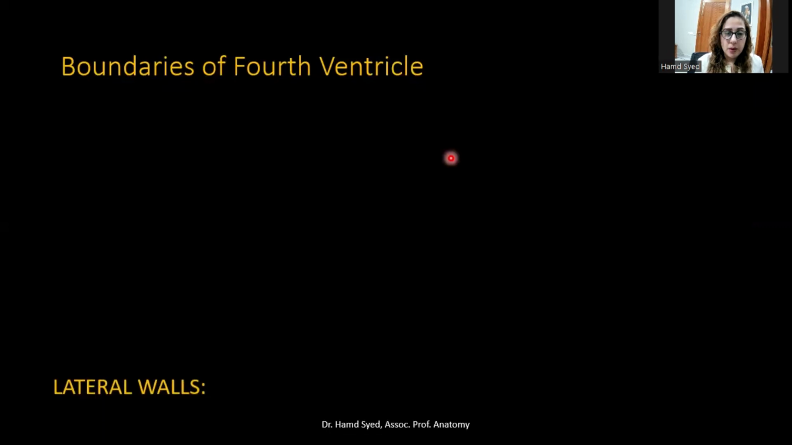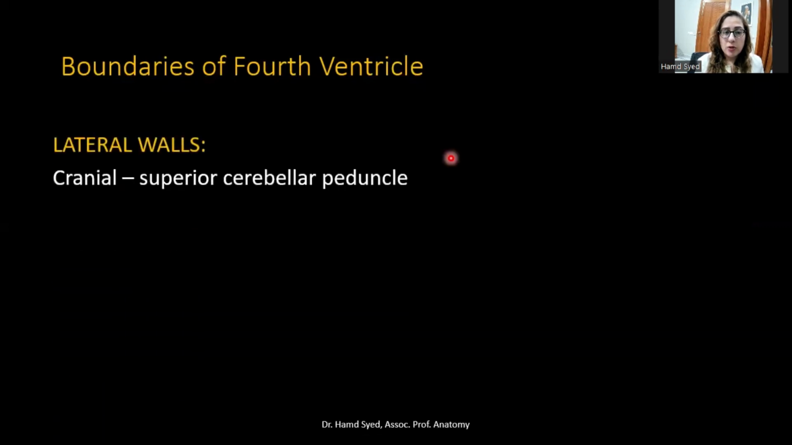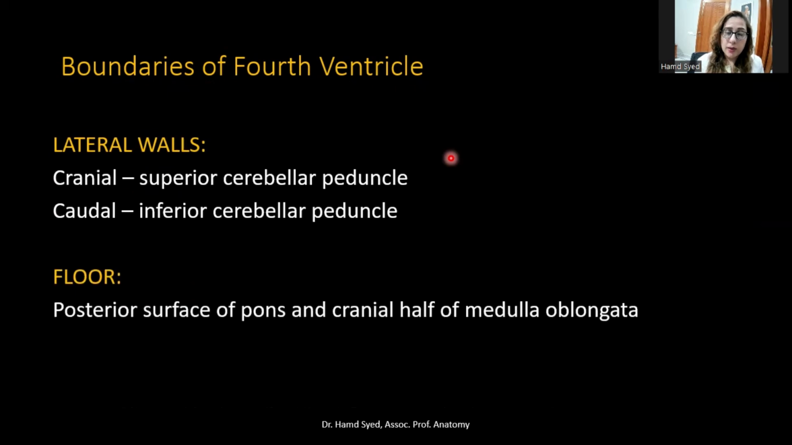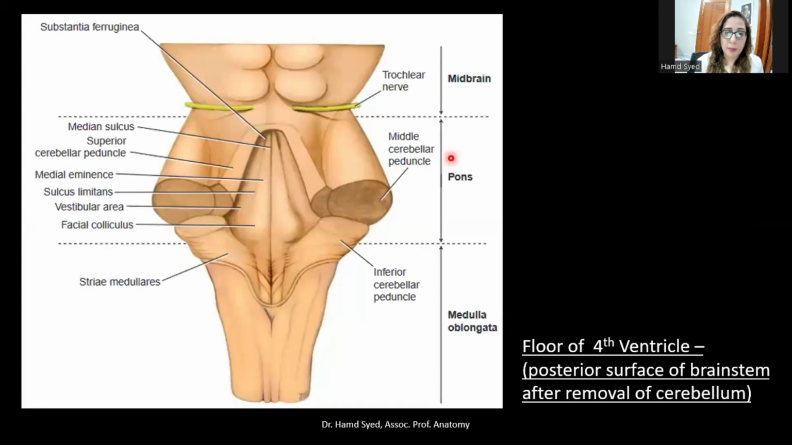Now, the lateral walls of the fourth ventricle are formed cranially by the superior cerebellar peduncles, and caudally by the inferior cerebellar peduncles. And the floor, as I told you, is the posterior surface of the pons and upper part of the medulla oblongata. So now we're looking at the floor of the fourth ventricle, which is, you can see, diamond shaped, so it's also known as the rhomboid fossa. This is the posterior aspect of the pons and the upper aspect of the medulla. They are forming the floor of the fourth ventricle.